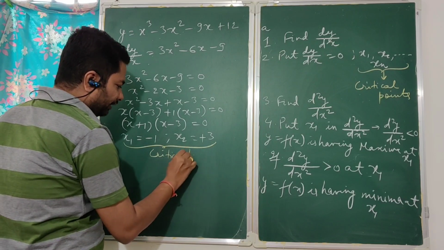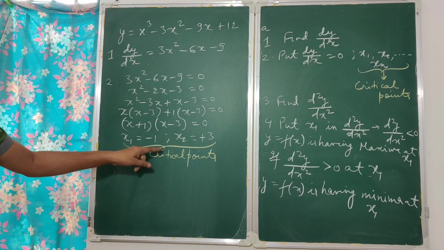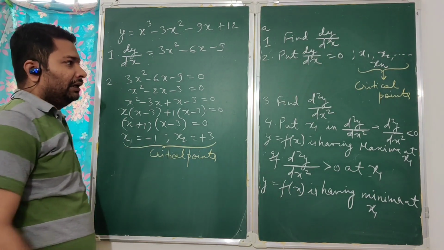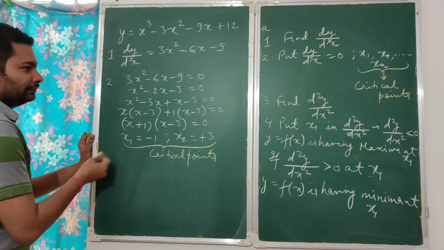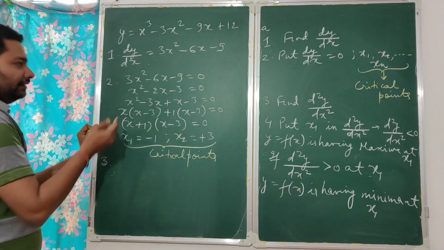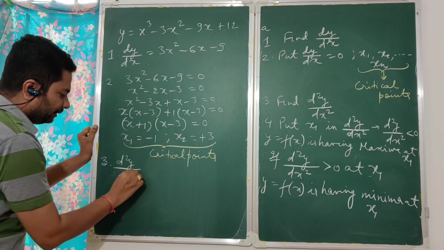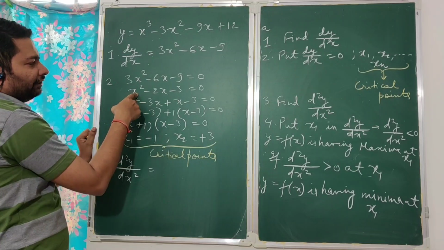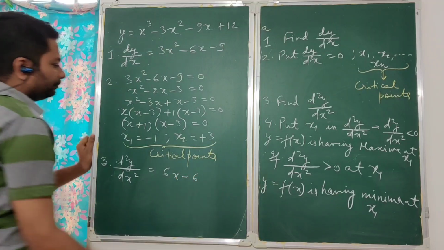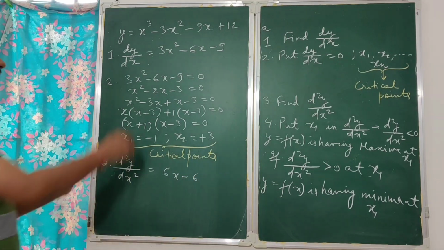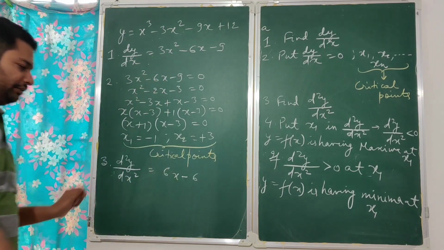So the function is going to attain its maximum or minimum value at these critical points. So now let us try to see. Third step: find d square y by dx square. So what is d square y by dx square? Find it out. Again differentiate this. What will you get? 6x minus 6. This we have differentiated.